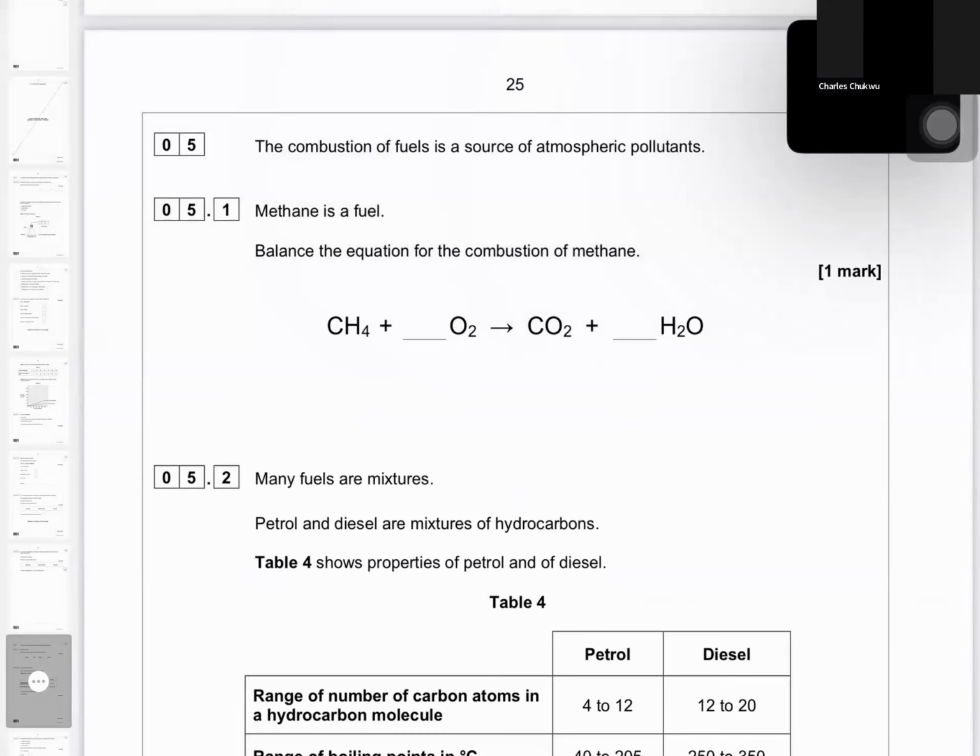What does the next one say? Balance the equation for methane. Can you do this? Can you balance it? Remember, when you're balancing, count how many atoms of each element are on the left-hand side of the arrow and on the right-hand side of the arrow.